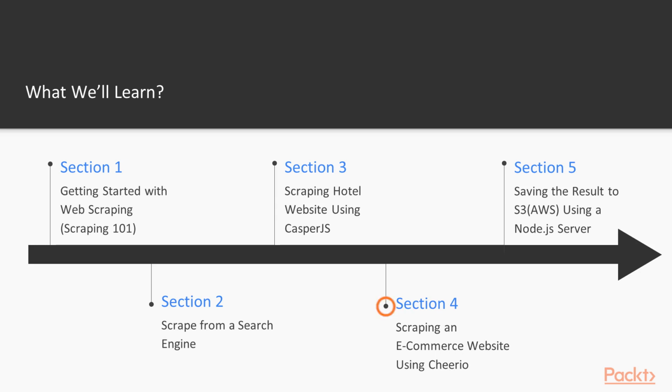In the fourth section, scraping an e-commerce website using Cheerio, I will show you how to scrape Amazon.com using Cheerio and how to save the result into a JSON file. In the last section, I will build a web application to scrape a website, Amazon.com, then save the result online using a node server and AWS.